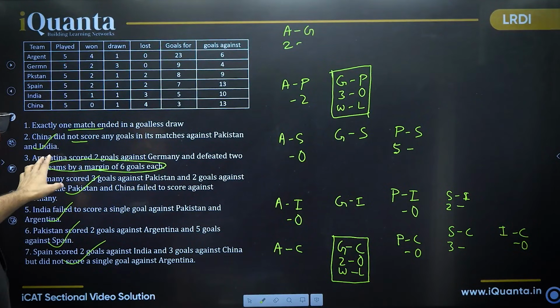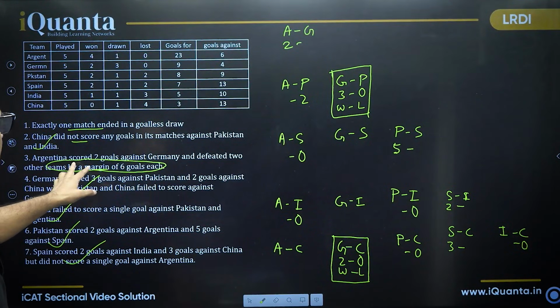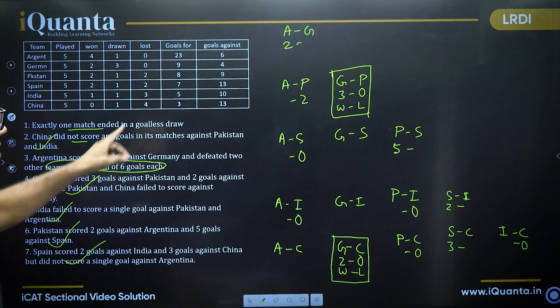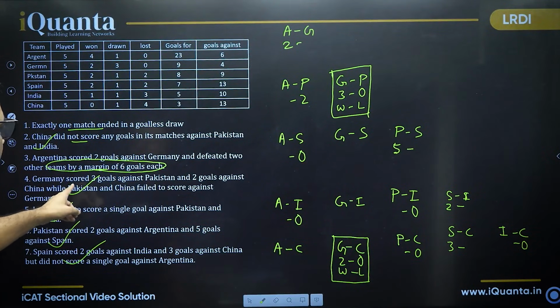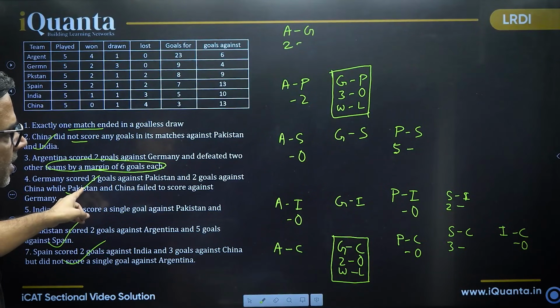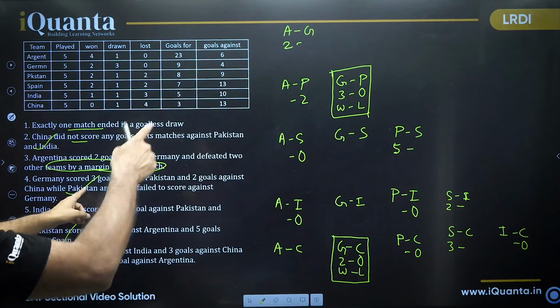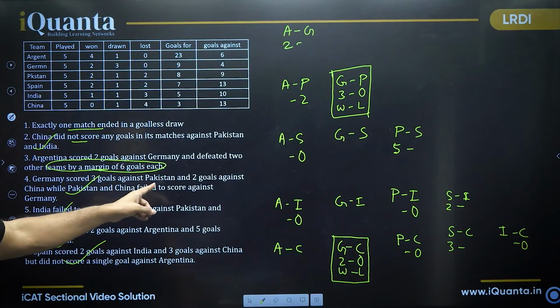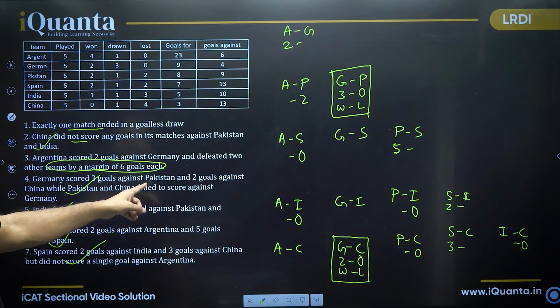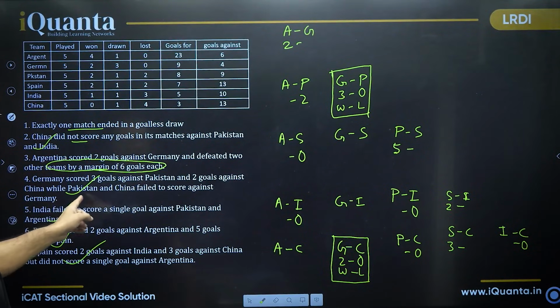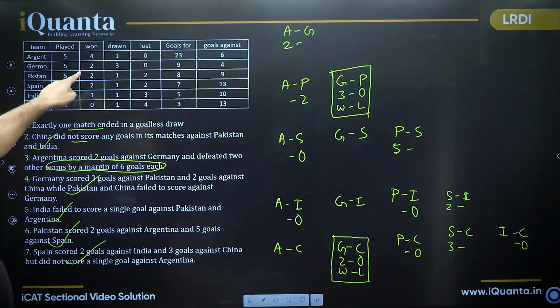Very good. Argentina scored 2 goals against Germany and defeated 2 other teams by a margin of 6 goals. Argentina, 2 against Germany. I have done that. Germany, 3 goals against Pakistan. We have that. And 2 goals against China, while Pakistan, China, that is done. India failed to score a single goal, that is done, and so on. Fantastic. Okay, now look at this table.